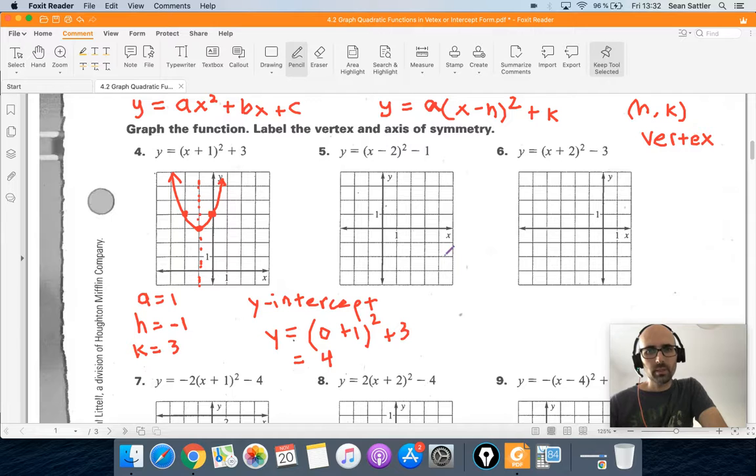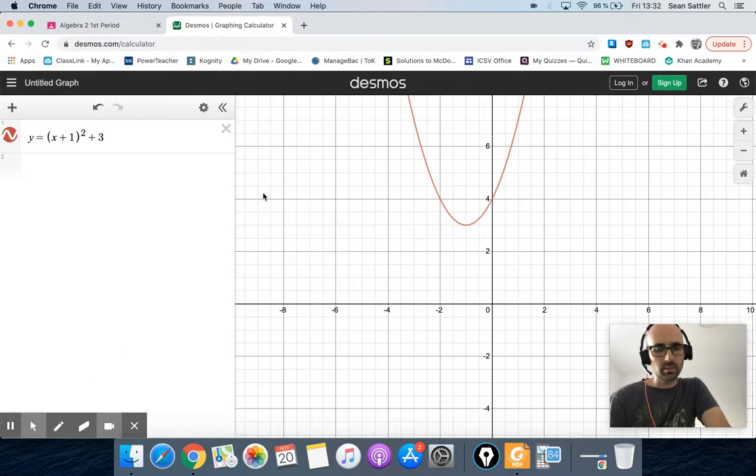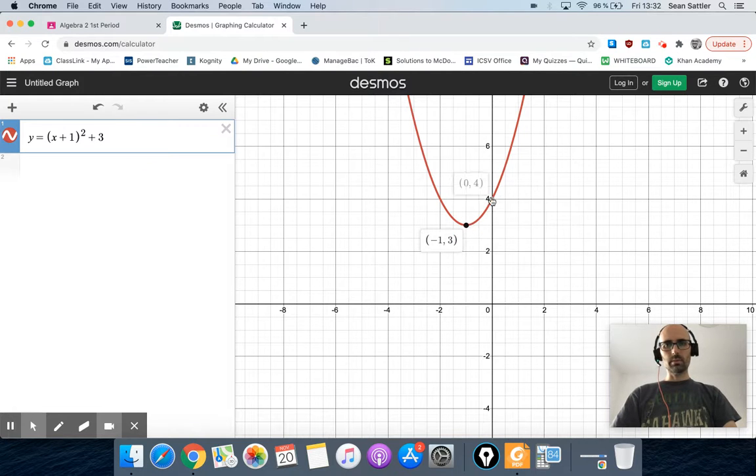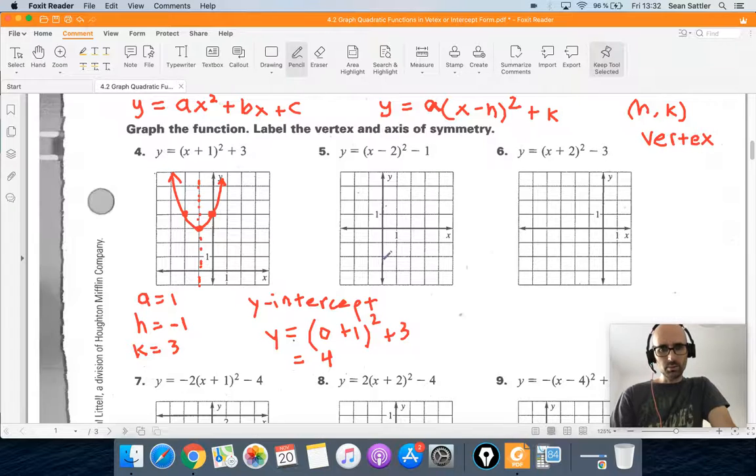So that brings up, let's graph this function on Desmos. So I have it right here. That's pretty much what we had. There's the vertex, -1, 3. There's the y-intercept. And there's that other point that we found. So now I want to show you how to get this function back into standard form.